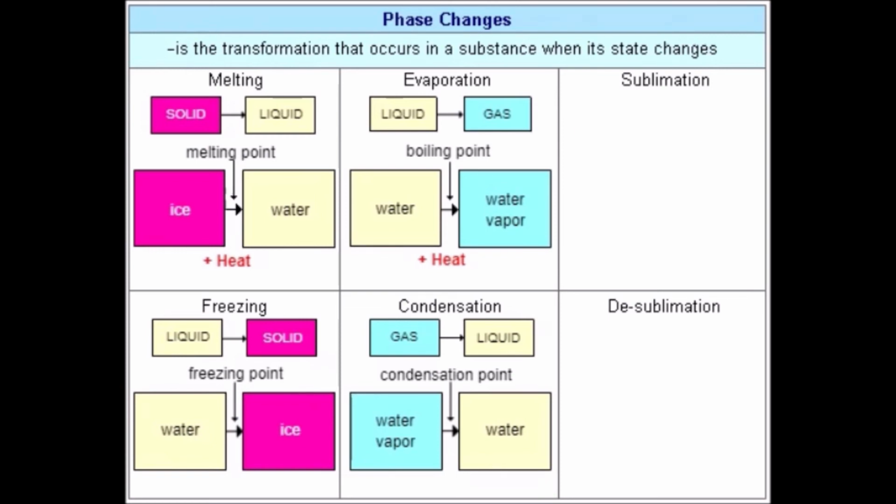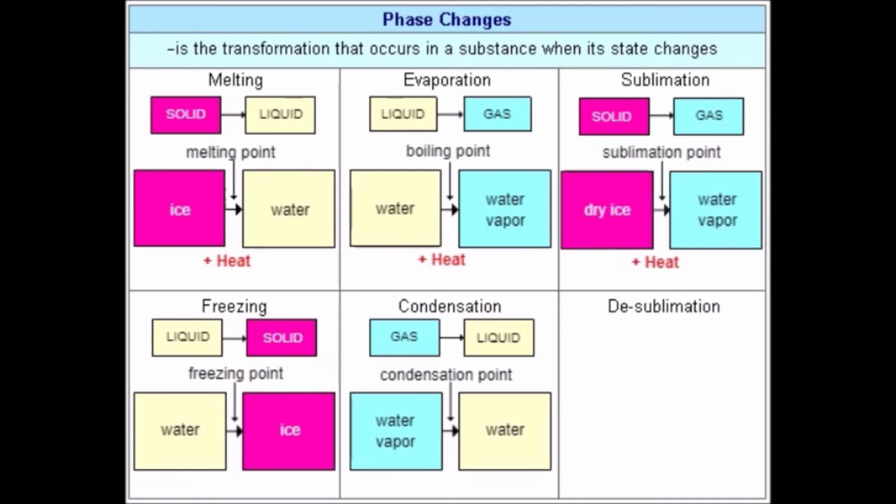Sublimation. This is the change of state from solid to gas. A wet cloth that hangs outside in the winter freezes. Then it dries through sublimation. Ice transforms slowly into water vapors. Dry ice changes from solid to gas very easily.